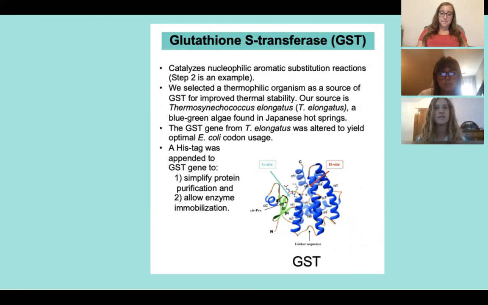We then optimized the gene to better fit the E. coli mechanism, so it just basically optimized the codon sequence. And then we added a his tag to the GST to first simplify the protein purification, and it will also allow enzyme immobilization.